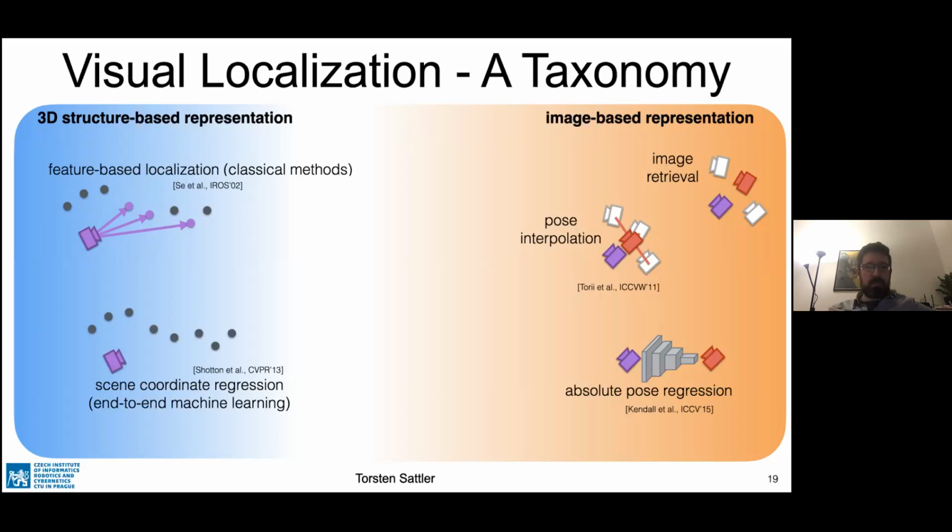A more modern approach is one that goes away from explicitly establishing 2D-3D matches by extracting features and matching descriptors, and instead trains a CNN that for each pixel or each patch in an image predicts a corresponding 3D scene coordinate in the world. And these are typically end-to-end learnable, so ideally a much more powerful approach.